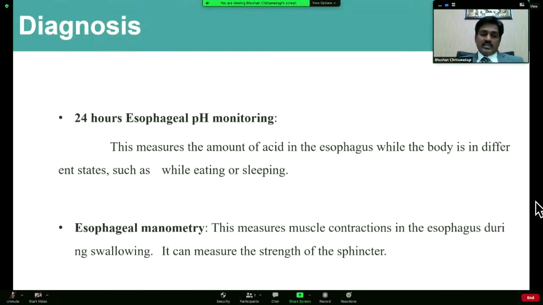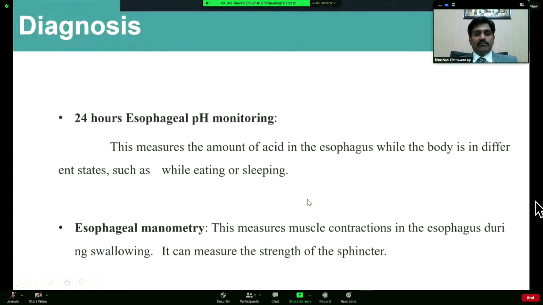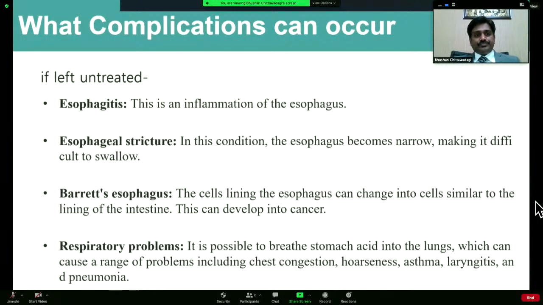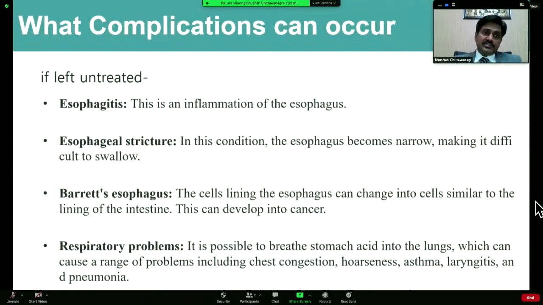So these two tests are usually not done upfront. Usually, during the course of treatment, your doctor decides. If you are not responding well to the regular treatment, then this study will be done. Now, what if I have been given treatment and it is not responding, or if the GERD is not treated? What complications can we expect from this?